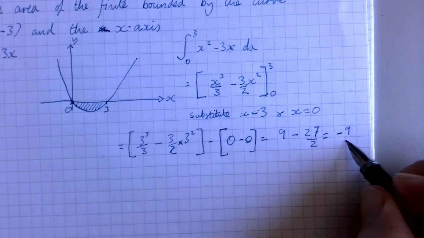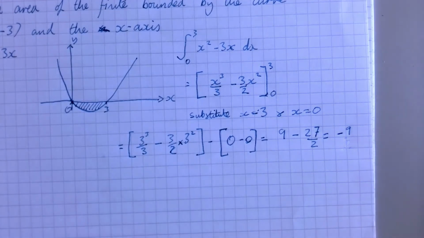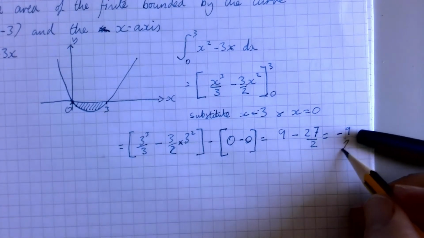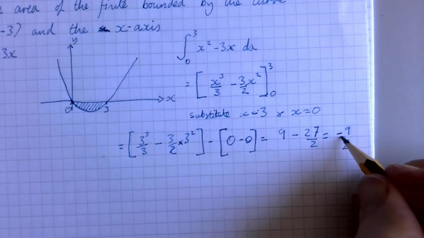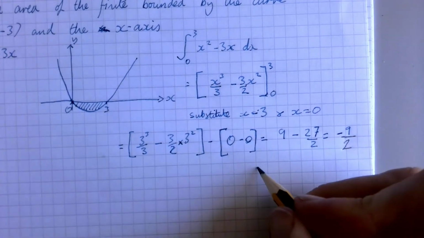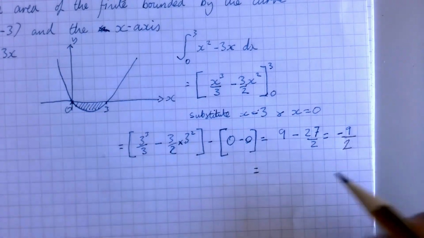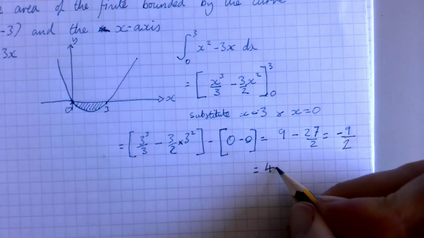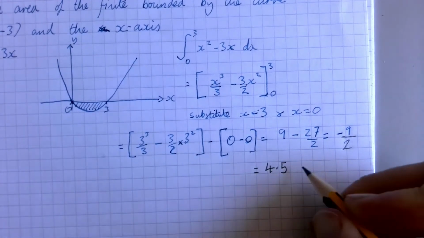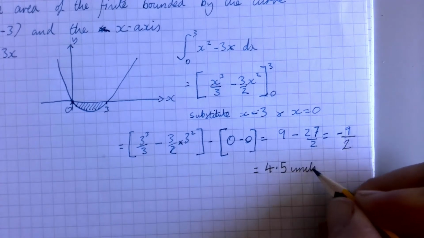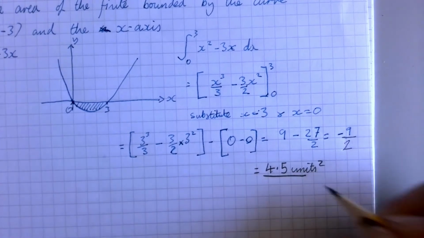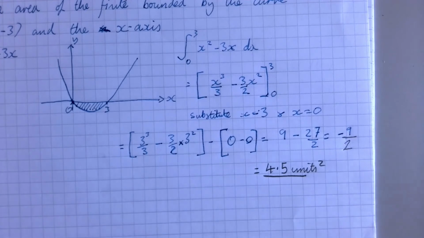You can smack that in your calculator as well if you want to. What's happened to my pen? Very naughty pen. Right, minus 9 over 2, which is 4.5, isn't it? But we don't want it as a negative value. We want to know how big that area is. So the area is 4.5 square units, although you don't have to write that, but I just like to. Okay, and that's the first example. One more to come, folks.